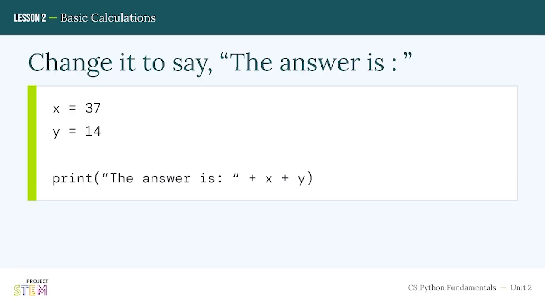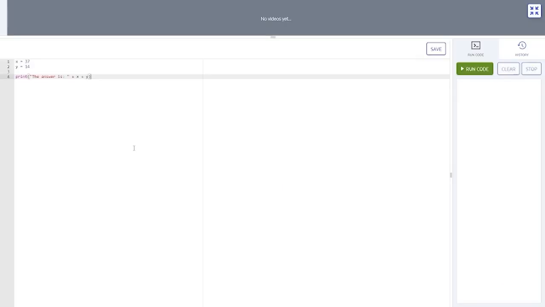Let's try this in Python and see what it does. I'm going to add the answer is, and then x plus y. If we run it, we get an error now. It's telling us that we cannot concatenate or add together string and int objects.